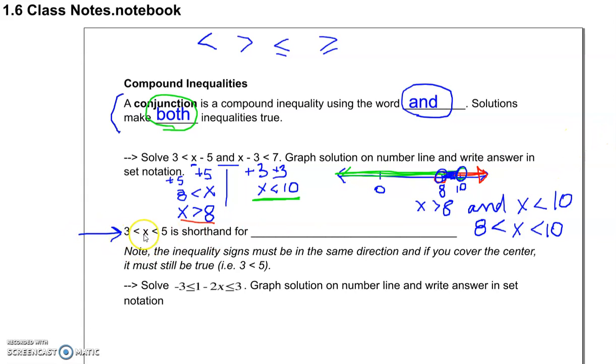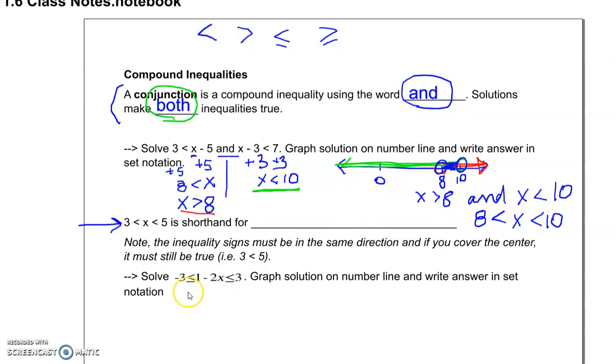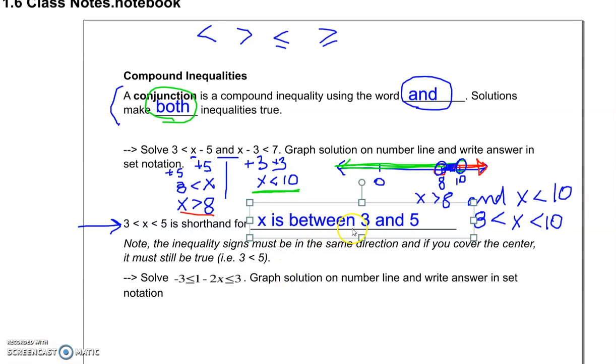I'm not sure why I wrote it out with different numbers, but just to describe that shorthand, 3 less than x less than 5 is shorthand for, and I'm going to type this out, x is between 3 and 5. So anytime you see this where you have the x in between two numbers, it means that x is in between those. Now, whenever you're writing it, like we got to the end of this problem and we said we could write it that way.